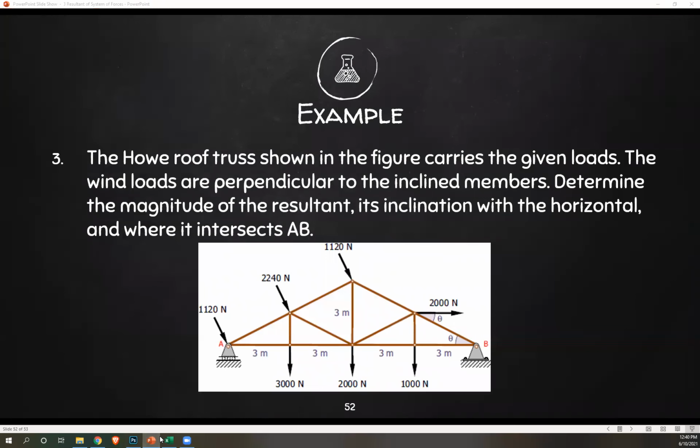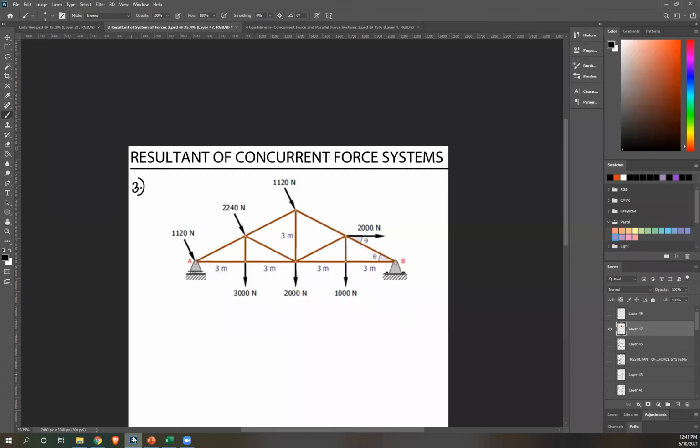We're not given a reference point, so we're going to choose that. Where it intersects AB, this is your chord AB. You can either take your reference point at A or B. As usual, I like taking it about the left support, so at A. So let's begin by solving for the resultant, beginning with Rx. Let's jump right in, Rx.